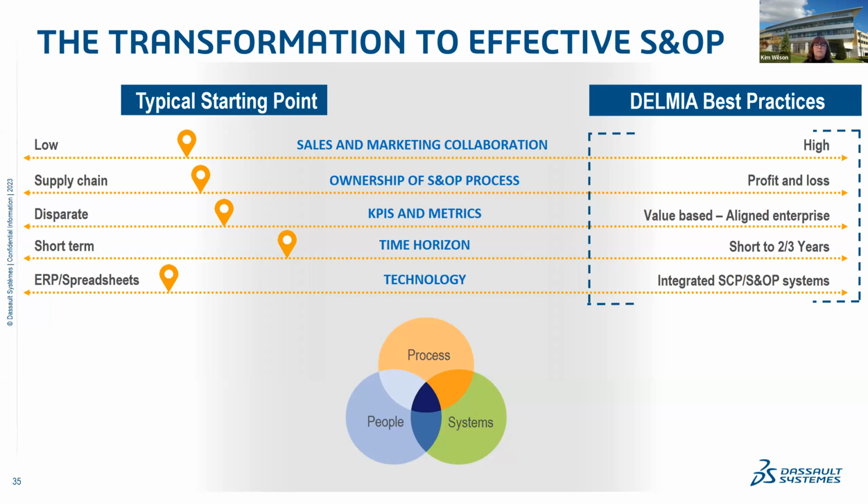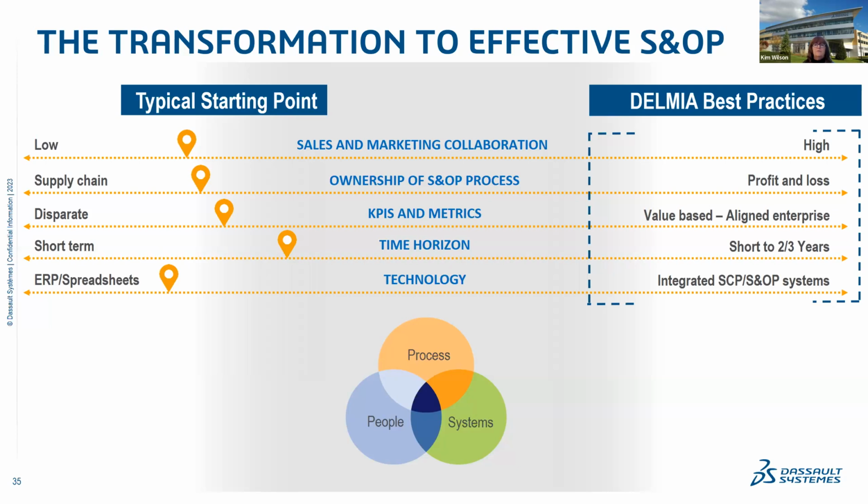And for KPIs and metrics, it's interesting. Often they're disparate and they are not considered relative to each other. There could be one metric that's super successful and another that's not doing so well. So they've got to be value-based. You've got to align them across the enterprise. You have to understand how they interrelate with each other.